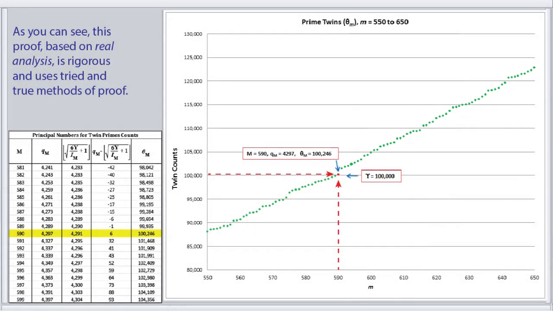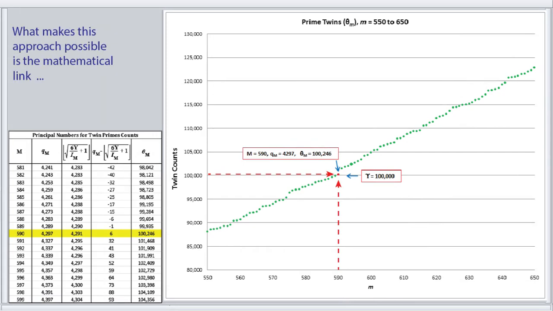As you can see, this proof, based on real analysis, is rigorous and uses tried and true methods of proof. What makes this approach possible is the mathematical link between the prime twins and the prime squares that our work with motif tables reveals, namely that a principal factor does not become operative until its square. Up until its square, a given principal factor can be ignored, but starting at its square, it must be included in the formula for counting the prime twins.